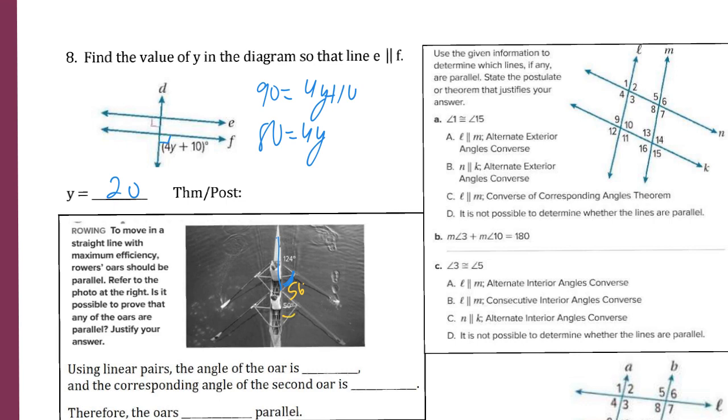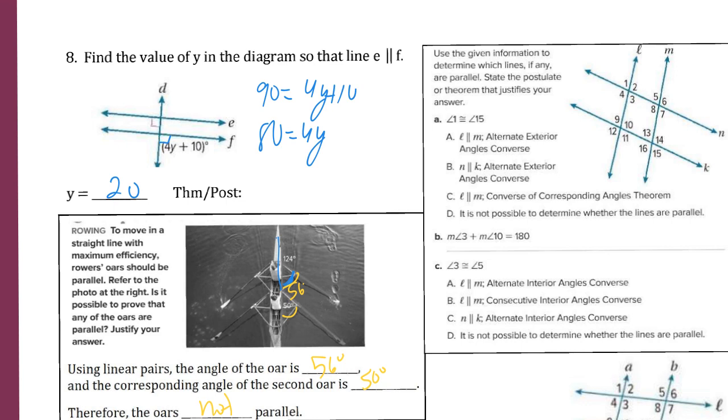And so these corresponding angles would not be congruent. One of them is 56 and one of them is 50 degrees. So no, they are not parallel. By virtue of those special relationships that are supposed to occur, that absolutely is not going to be a set of parallel lines.